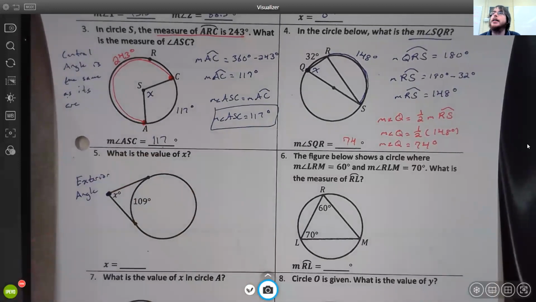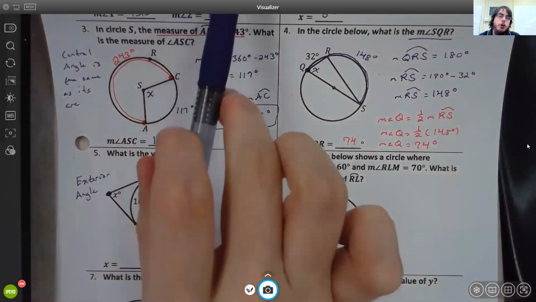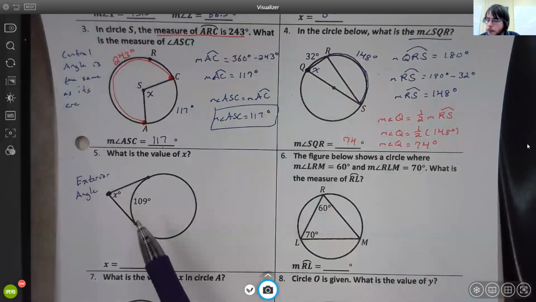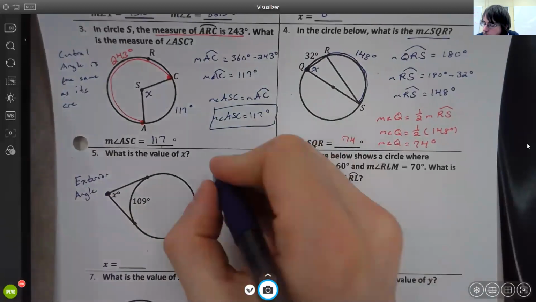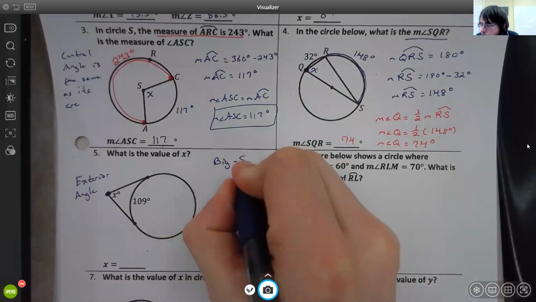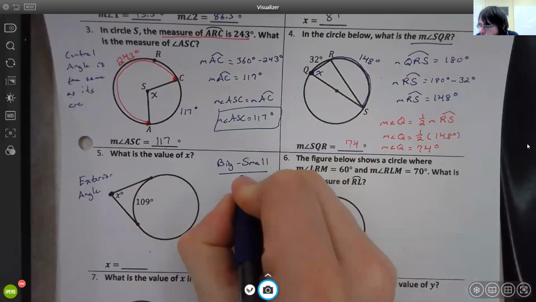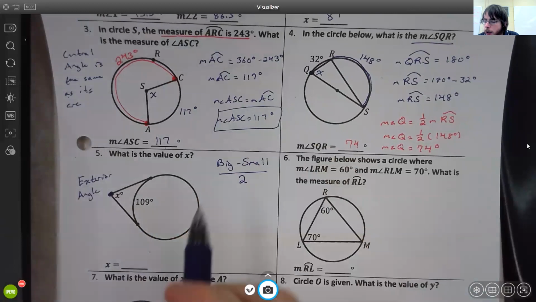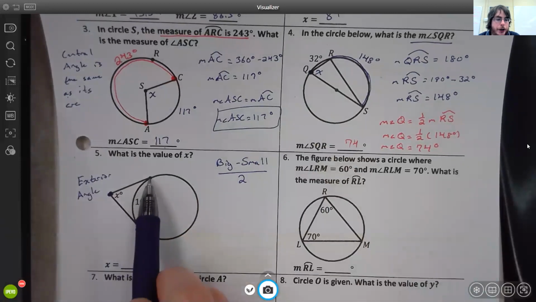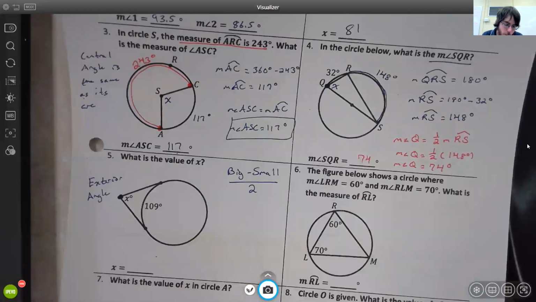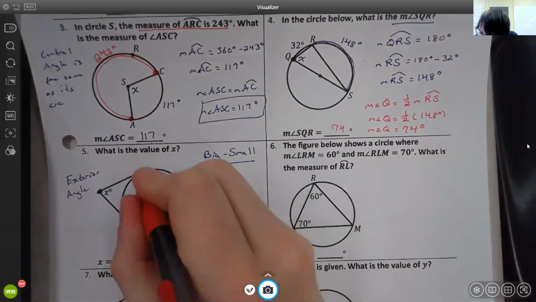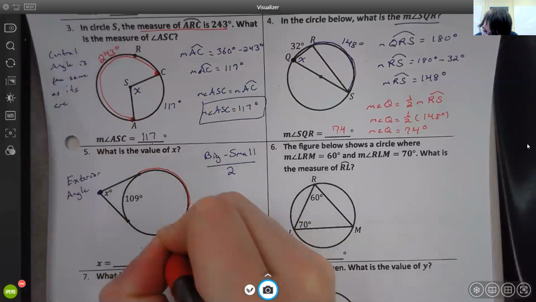Well, to find an exterior angle, just like we did for interior angles, we need two arcs. We need our bigger one and our smaller one. And unlike the interior angles where we added, we're going to subtract. So we need our big arc minus our small arc divided by 2. Well, in this case, we have the small arc to be 109 degrees. So what we want to determine is this arc here in red.